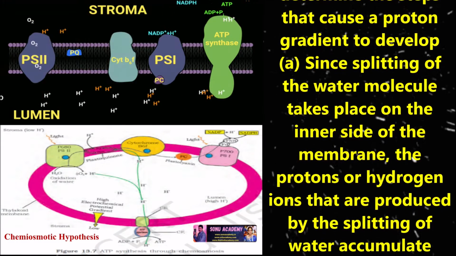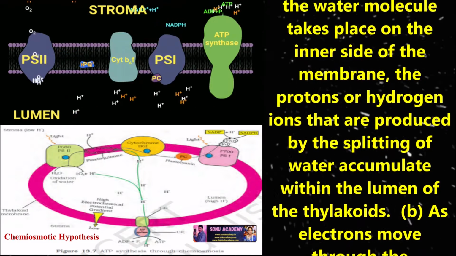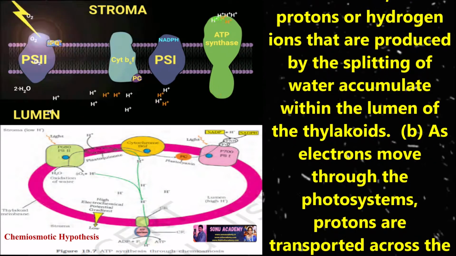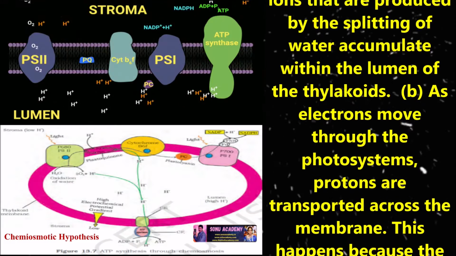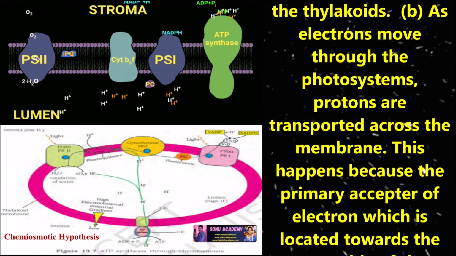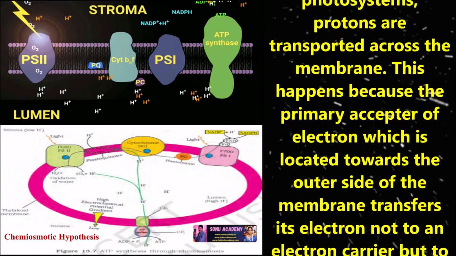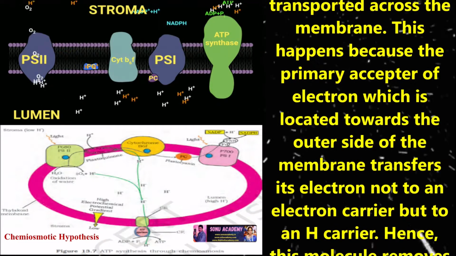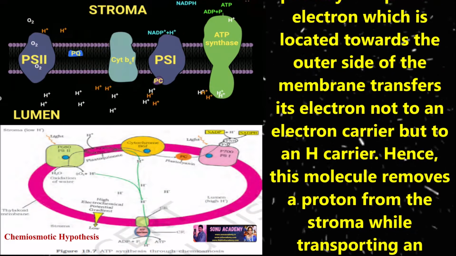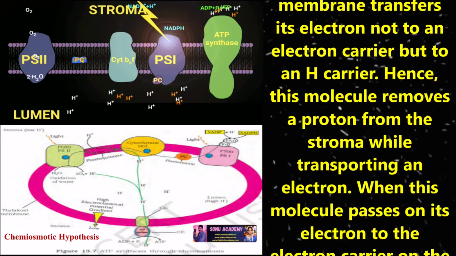As electrons move through the photosystem, protons are transported across the membrane. This happens because the primary acceptor of electrons, which is located towards the outer side of the membrane, transfers its electron not to an electron carrier but to an H carrier. Hence, this molecule removes a proton from the stroma while transporting an electron. When this molecule passes on its electron to the electron carrier on the inner side of the membrane, the proton is released into the inner side or the lumen side of the membrane.